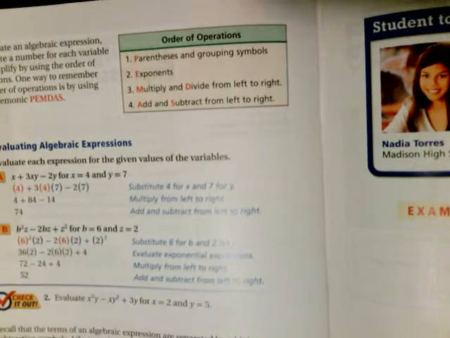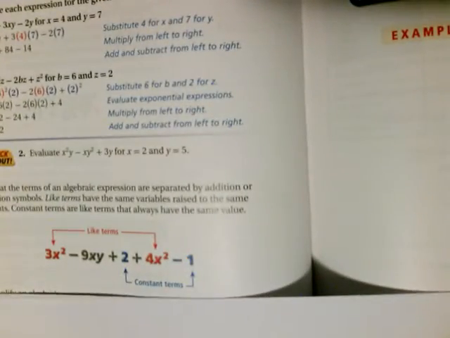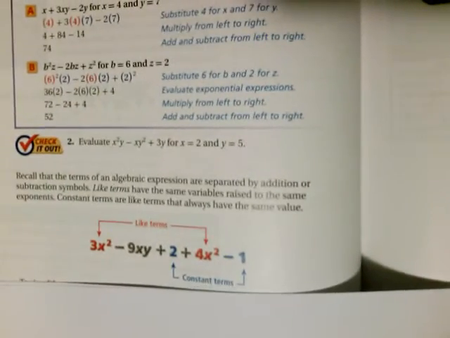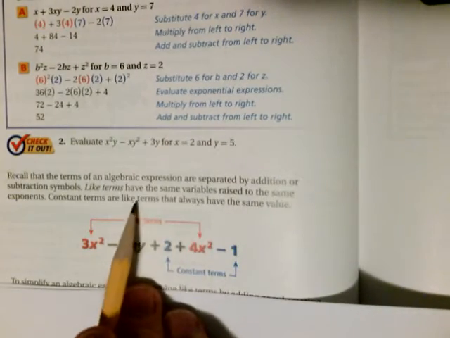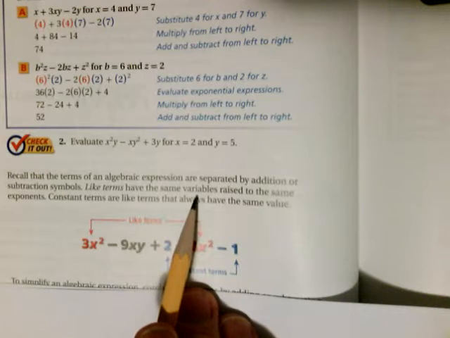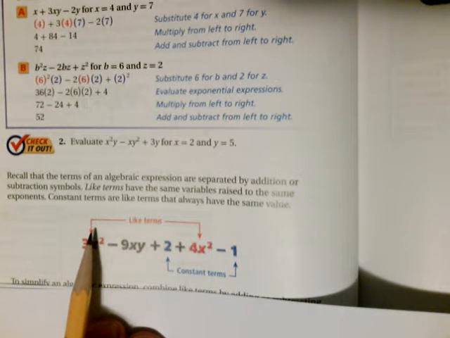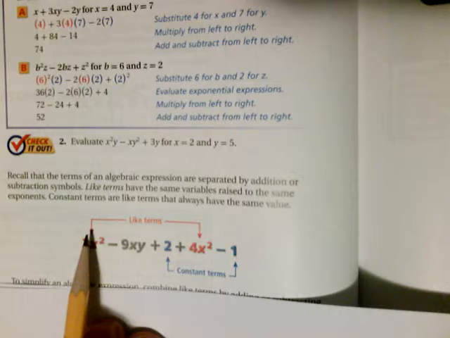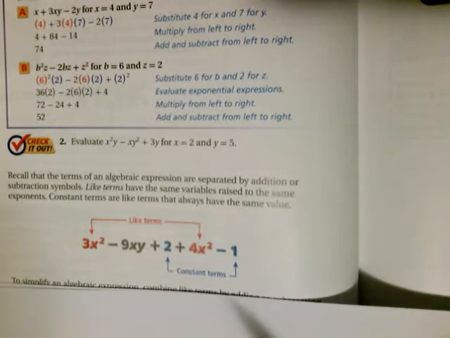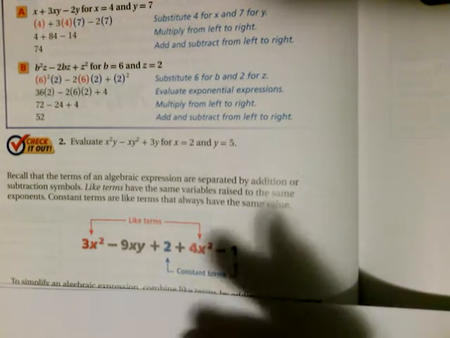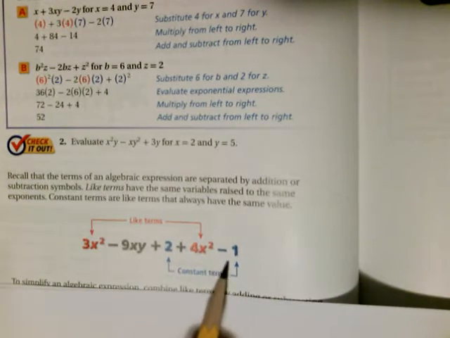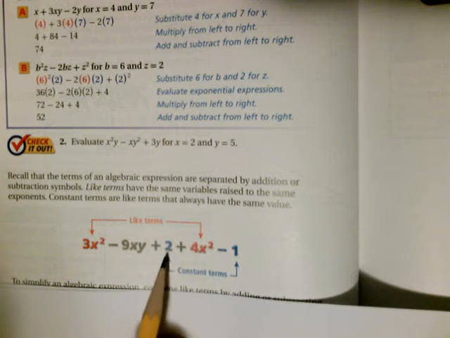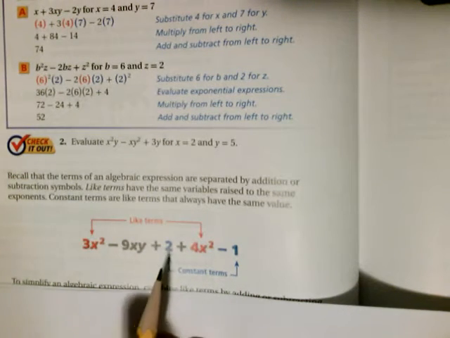All right, so another thing we want to think about is combining like terms. And we want to remind ourselves what that means to be like terms. Like terms have the same variable and the same exponent. So for instance, x squared and x have the same variable, but their exponents are different, so we can't combine those together. Constant terms have no variable part. They always have the same value. And all constants are automatically like terms.